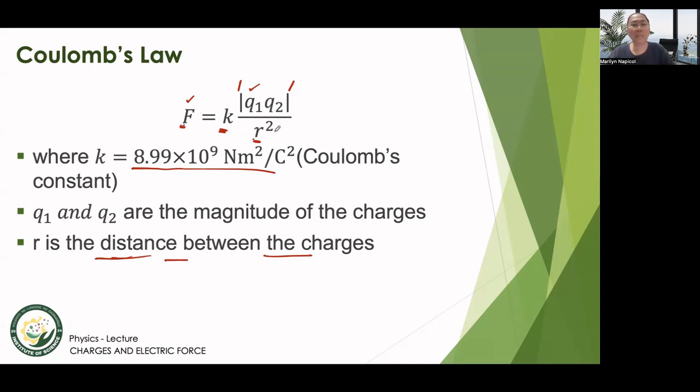Okay? Now remember, this is squared. So meaning pag nag-double ka ng distance, ang effect niyan sa electrostatic force, it will be reduced by 1/4. Okay? Kasi naka-square siya. Okay? Similarly, kapag naman nag-reduce ka, okay, so that's 1/2, ang magiging effect naman niya sa electrostatic force is that it will increase 4 times its original value, right?